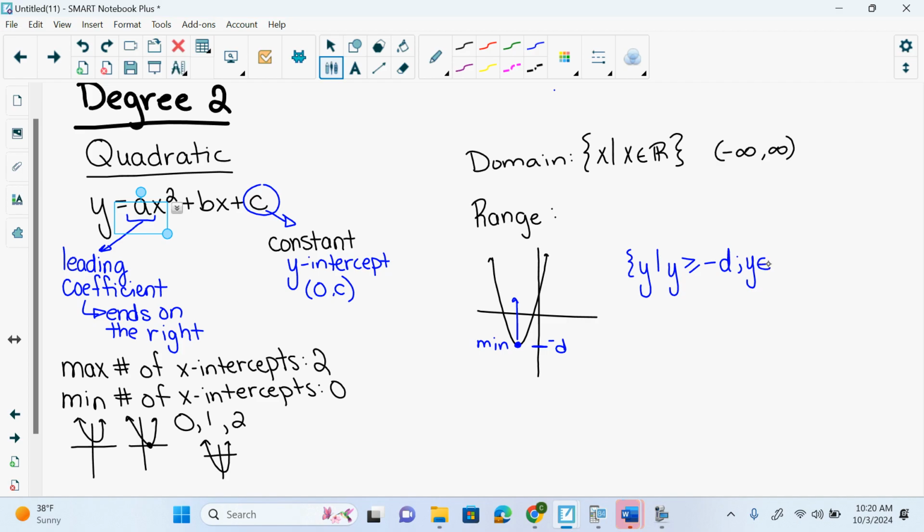y element of the reals. Now it needs to make sense to you, or else you're trying to memorize if it's equal to or not. You shouldn't be memorizing if it's equal to or not. When you found the minimum, you got negative D, correct? So it's equal to that or higher. Yeah?